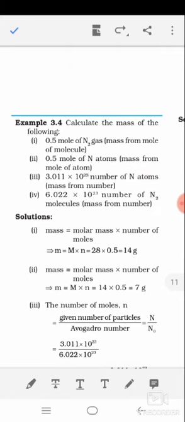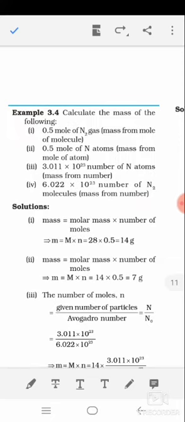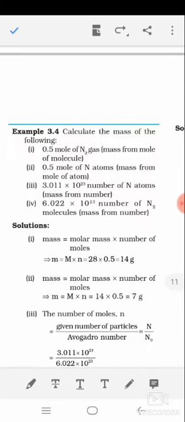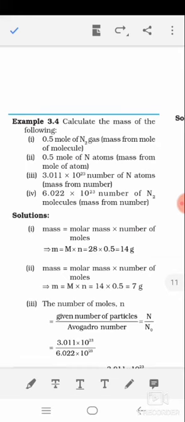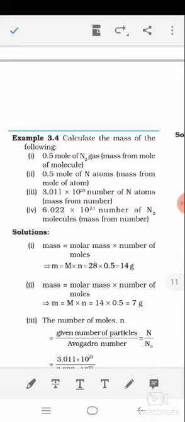Calculate the mass of the following. First one, 0.5 mole of nitrogen gas. You have to find the mass. Mass means small letter m, not capital letter M. Capital letter M means the standard mass of 1 mole of substance. That may be 1 mole of atoms or 1 mole of molecules, meaning GAM, gram atomic mass, or GMM, gram molecular mass. Whatever it may be, that is standard, for 1 mole. So you have to calculate the mass, that is, small letter m.